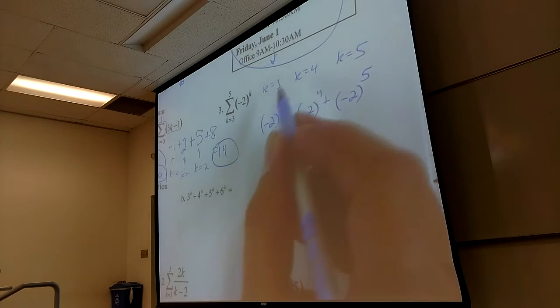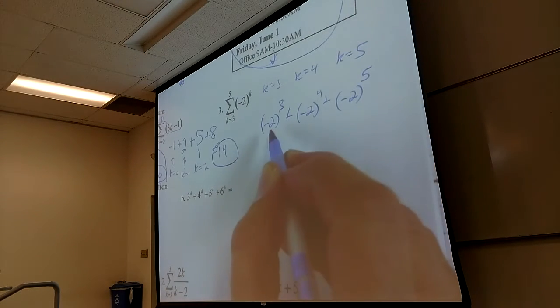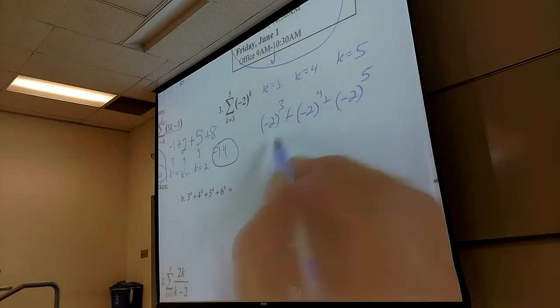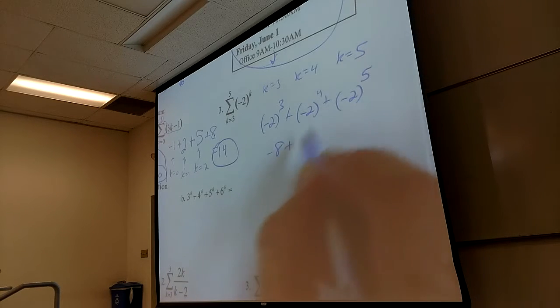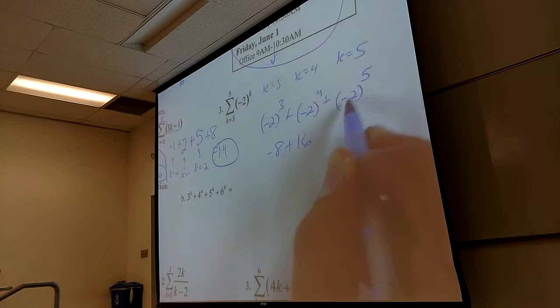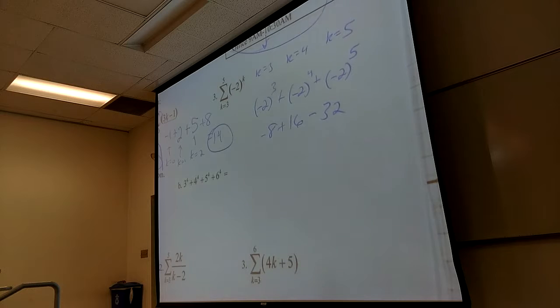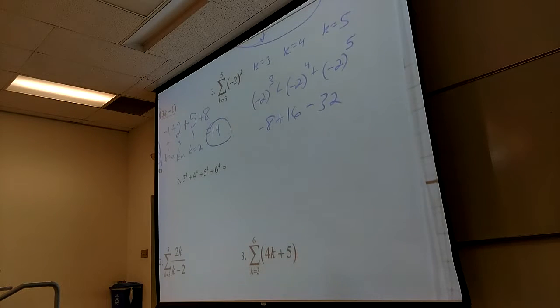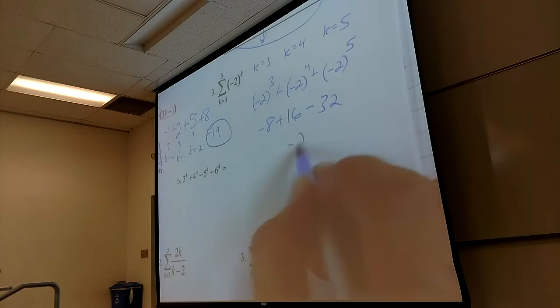Is that cool? So you plug k equal 3, 4, 5 in. What's negative 2 cubed? Negative 8. Negative 2 to the 4th power. Positive 16. Negative 2 to the 5th power. Negative 32. I like it. Good. So you should end up with negative 24.